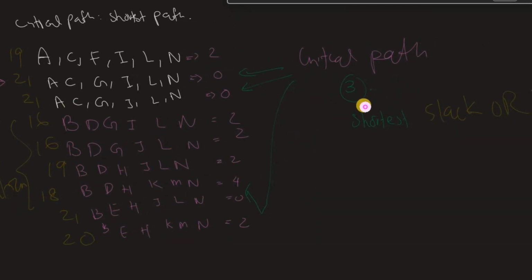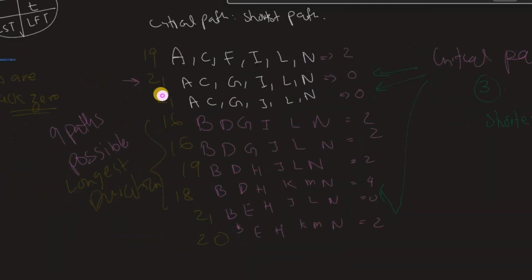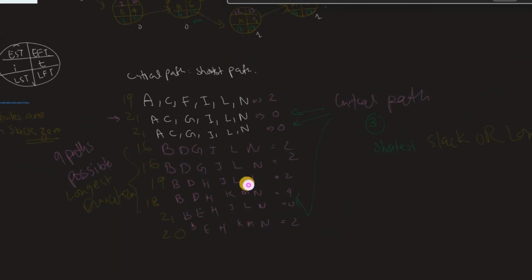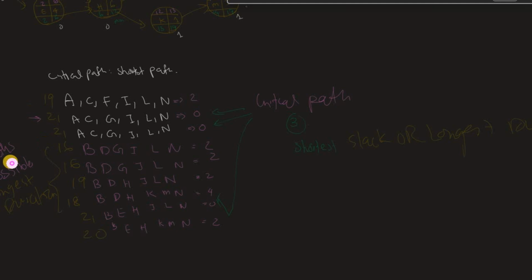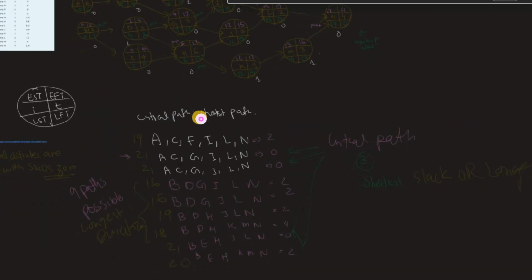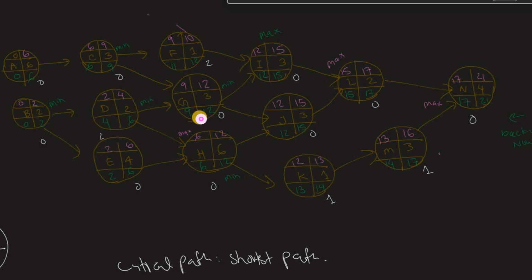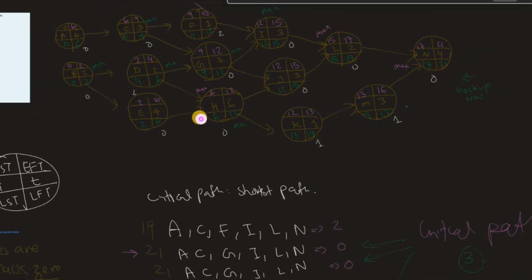The critical path here is the one with the least slack. In this case we have 3 critical paths. Here I found the duration of this path. The one with the longest duration, you see 21, 21, 21, is the critical path. So this activity has 21 duration and a slack of 0. You can solve this if you want for practice, and that's basically it.